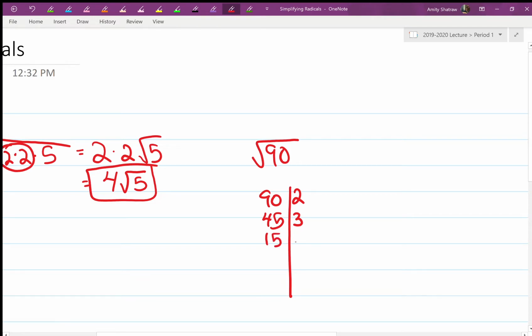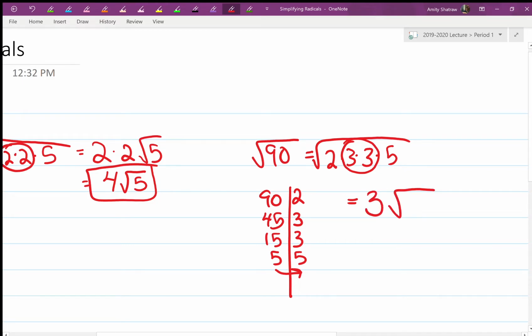What do you get? 15. Is that divisible by 3? Yes. What do you get? 5. Oh, there's my last prime, and I'm bringing it over. So 90 is the same thing as 2 times 3 times 3 times 5. And when I look at it, those 3s are getting married and leaving the radical house. So I say I have 3 times the square root of 10 as a final answer.